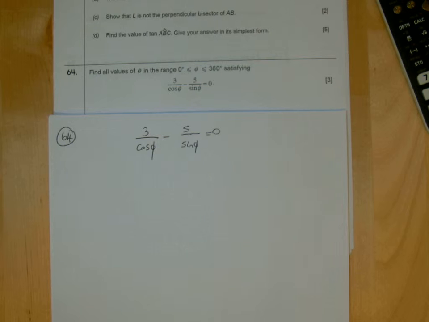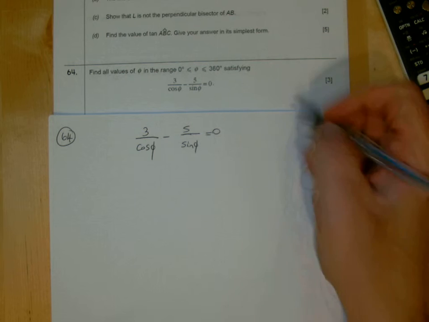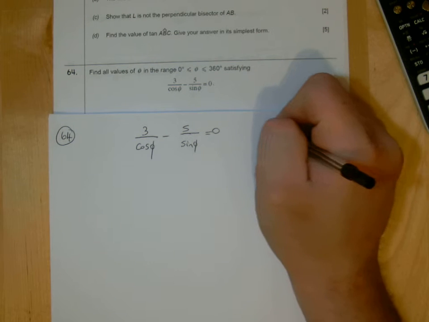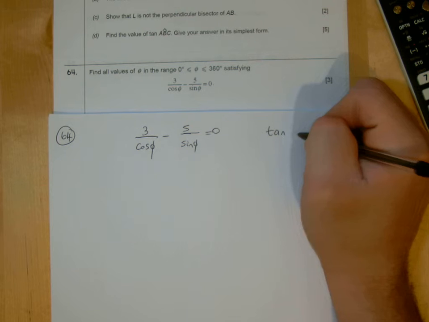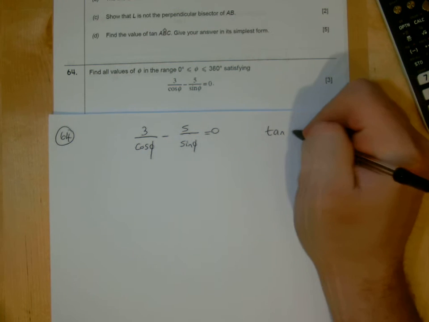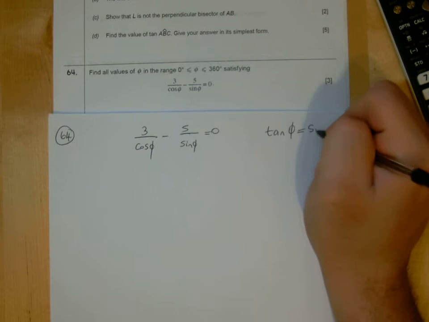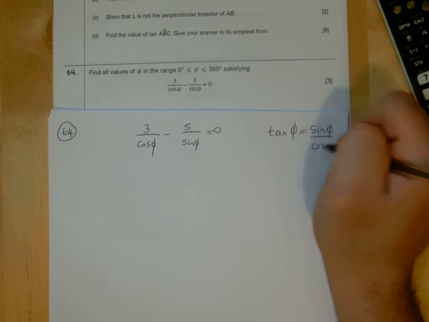Okay, so find all the values of phi here in the range between 0 and 360, satisfying this here. Now when you've got an equation involving trigonometry, there's two rules we need to bear in mind. The sine squared plus cos squared is 1, but when you look at this, there's no sine squared and cos squared in sight. So we've got to think about the other rule, which of course is the tan theta rule. Tan is sine over cos. So in this case, we're going to use that rule there.